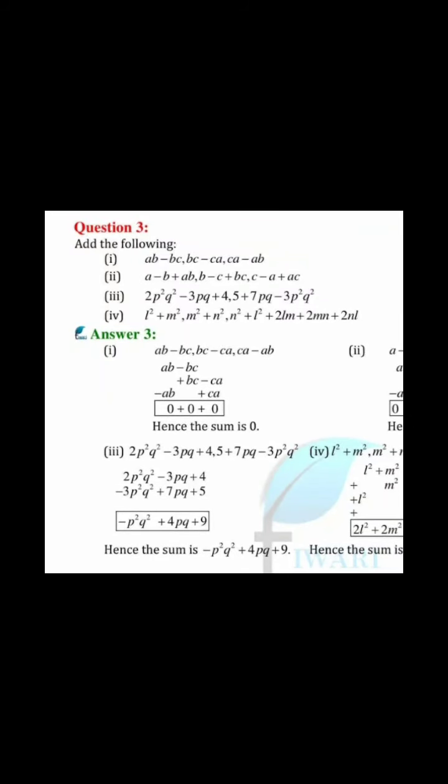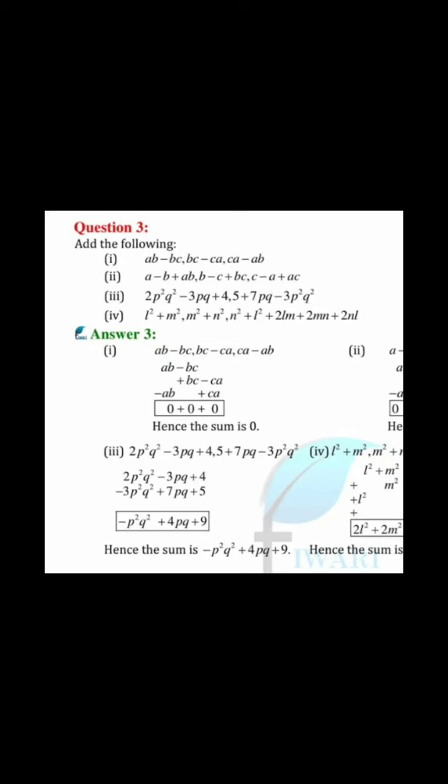First, add the following. Terms with the same variables are known as like terms. First is AB minus BC, comma, BC minus CA, comma, CA minus AB. First, it is very important to observe how many expressions are there. We have to add, but how many expressions are there? So we have to recognize how many expressions there are, and how are we going to understand that?